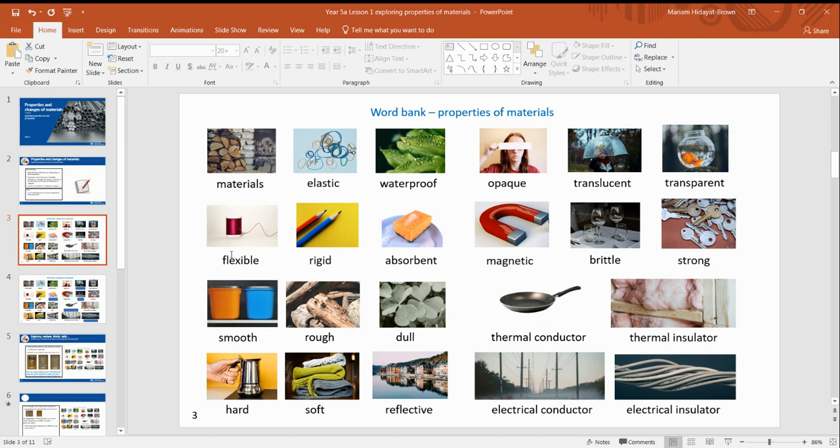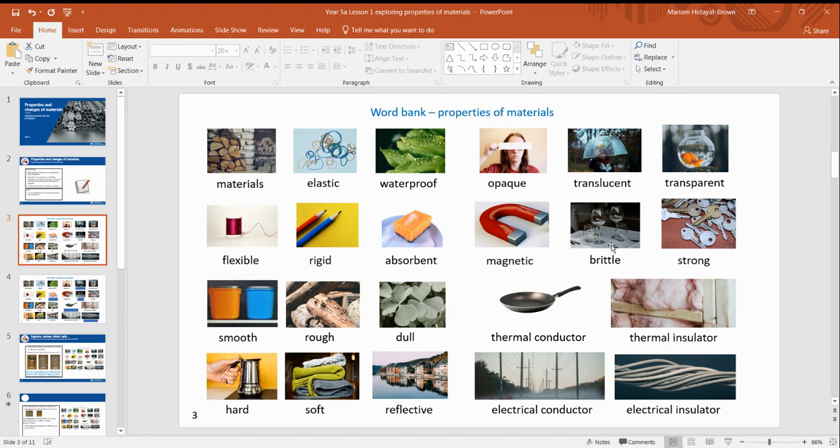Flexible is something that you can move around quite easily. Rigid is something which cannot be bent out of shape very easily, such as a pencil. If you tried to bend it into shape, it would snap, wouldn't it? So it's not flexible. That would be rigid. Absorbent is something like a sponge. It's able to take in a lot of water.